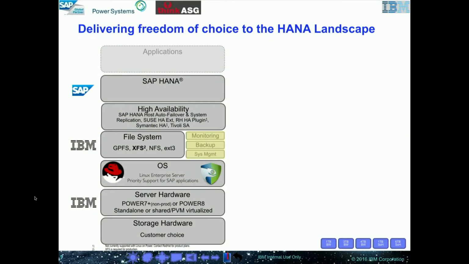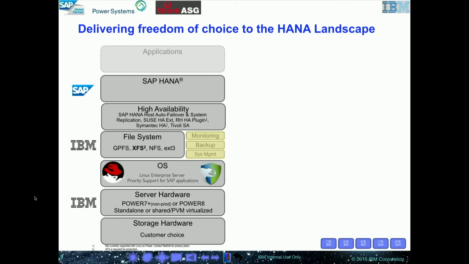So instead, we're using the built-in journal file system that is available on all the Linux platforms called XFS. It's a very robust journal file system, so that is perfect for this particular purpose. High availability. We support everything that SAP supports.